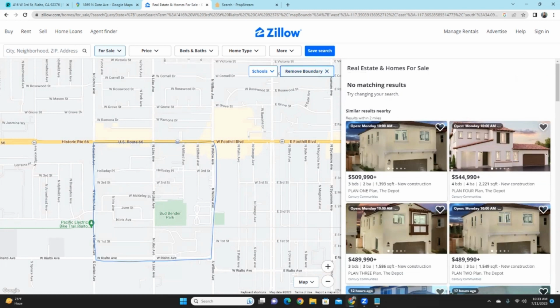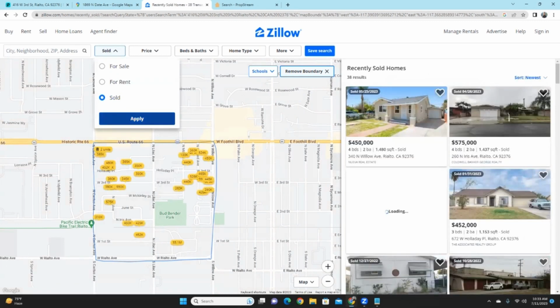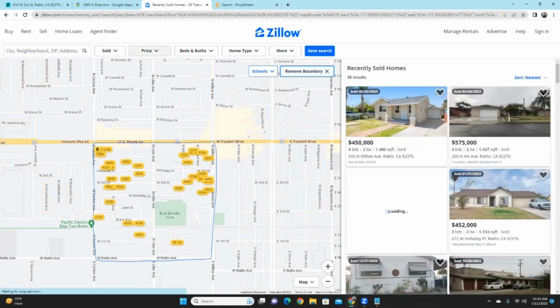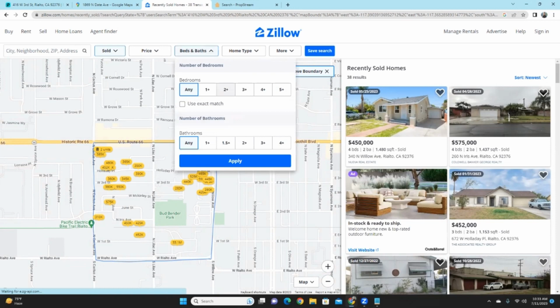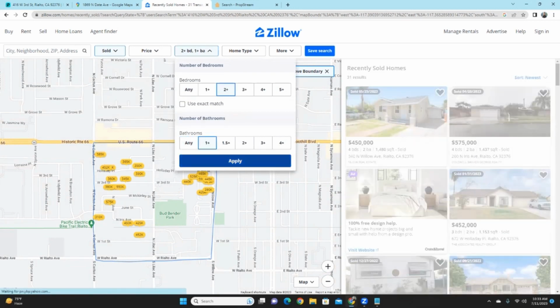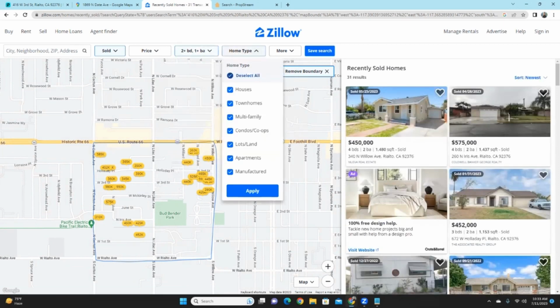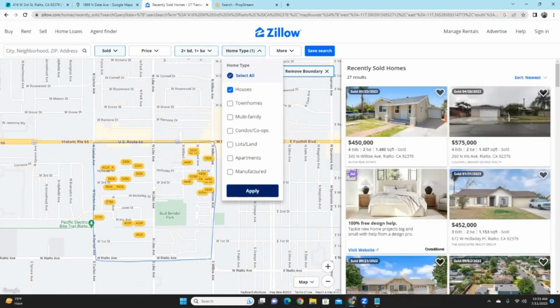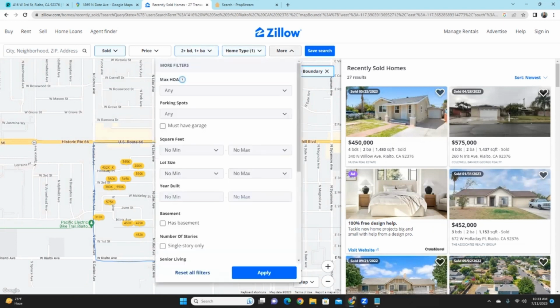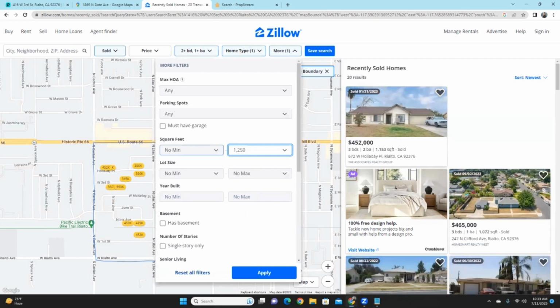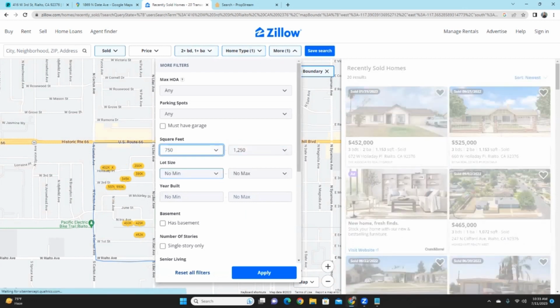So now we're in this little boundary right here, right? Yeah, I should be good right there. This looks like a big street. Now we're going to change it to sold. Now we're going to change it to 2 bedroom, 1 bath. We're going to make sure we're on a house, right? Because it's a house. And then we're going to go to square footage. Now it was 959 square feet. So we're going to go a little bit above it, a little bit below it.